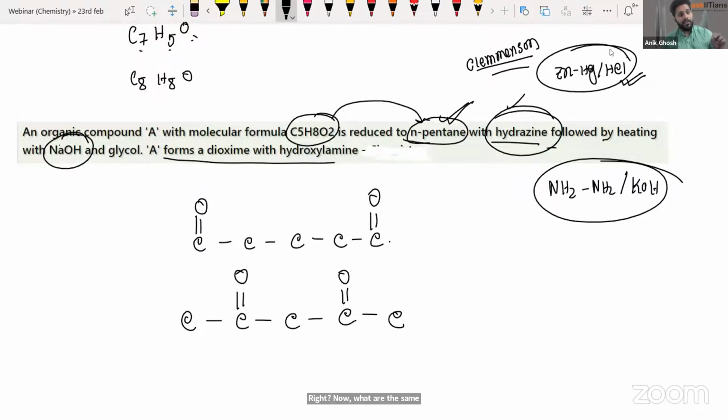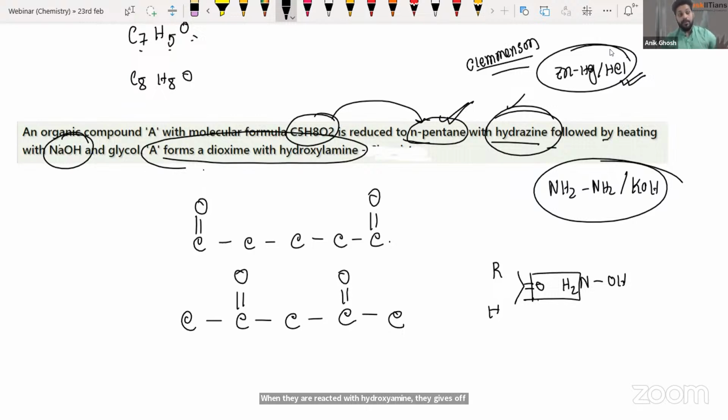A forms dioxime with hydroxylamine. I've just told you, right? Hydroxylamine is something that we need to remember. Again, it is just emphasizing the fact, guys: who gives oxime? Ketones or aldehydes, meaning the carbonyl systems. When they are reacted with hydroxylamine, they give oxime. Correct? Both ketones and aldehydes. So this is the oxime structure, right? So it has just emphasized the fact that you have two aldehydes or two ketones, right?